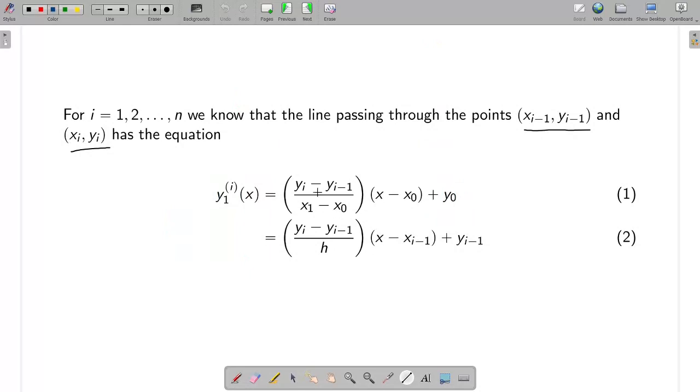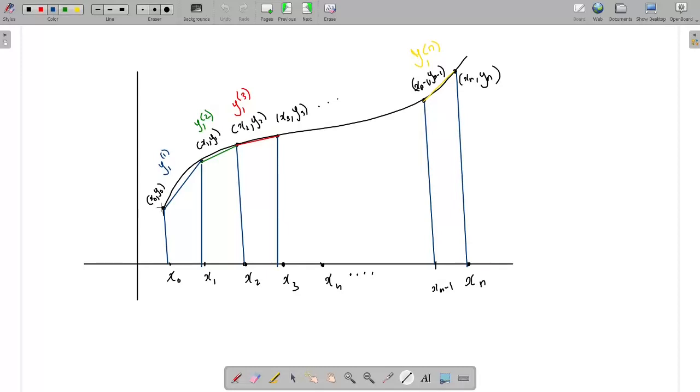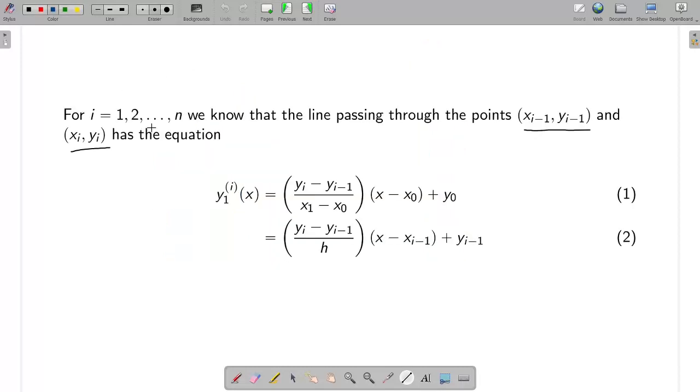So let's see here. What is the line segment that passes through the points xi minus 1, yi minus 1, and xi, yi? Between any two consecutive points, i goes from 1 to n. Essentially, we're looking at first x0, y0 to x1, y1, and then x1, y1 to x2, y2, and so on. To simplify, we can do it all in one go by doing xi minus 1, yi minus 1 to xi, yi. So this would be the line segment. You all know how to get this equation.